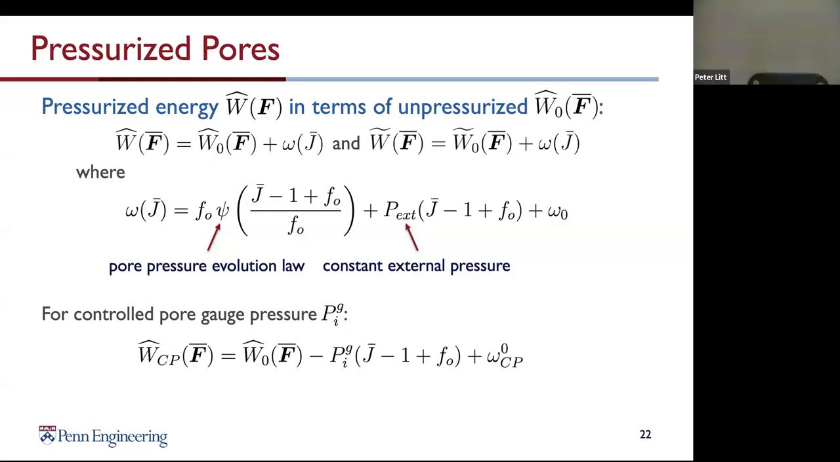As I mentioned at the beginning, the motivation for this was people having actuators where they control some sort of pressure in the system. And so the particular case that we're going to look at is where you control the gauge pressure in the pores. So as I showed here, you can also account for some constant atmospheric pressure, let's say, outside of the material. And so then you can write the energy in the case of some prescribed gauge pore pressure like this.